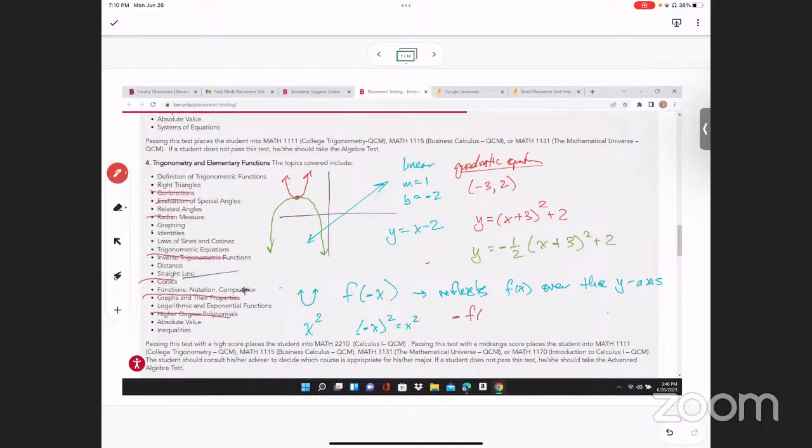But if you did negative f of x, what would that look like if you did negative x squared? Now a negative is out front of that. It's not being squared, right? So now that graph would be going down like this. See what I'm saying? So that reflects it over the x-axis, or it reflects it vertically.